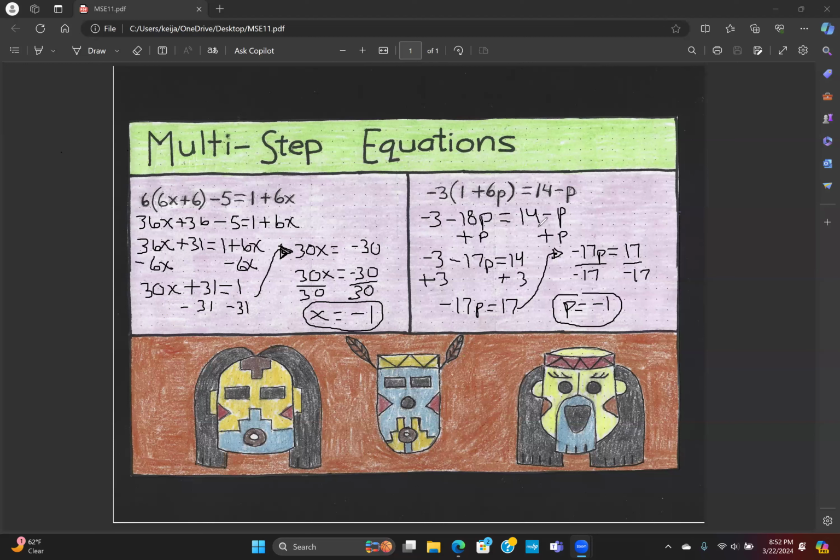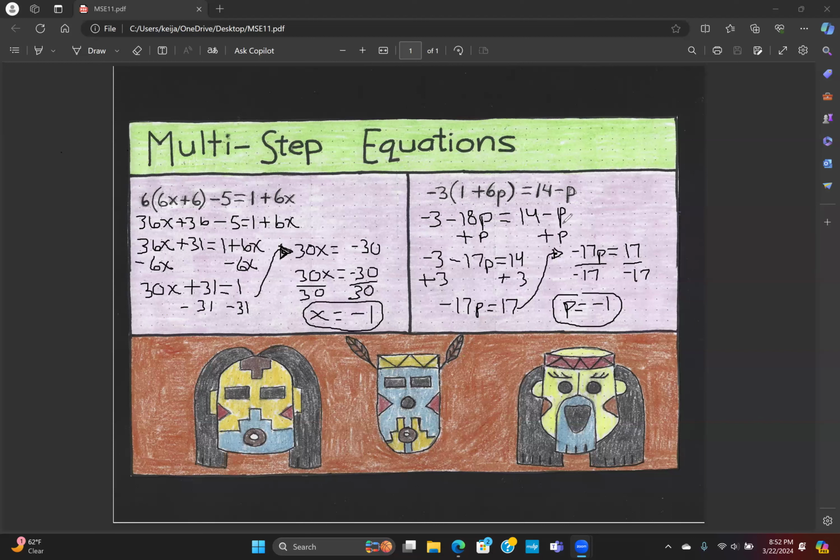All right, in our second equation, we have a negative 3 times the quantity of 1 plus 6p, which equals 14 minus p. And so when we distribute the 3 inside the parentheses, we find ourselves with a negative 3 minus 18p, because a negative 3 times 1 will give us a negative 3, and a negative 3 times a positive 6p will give us a negative 18p equals 14 minus p.